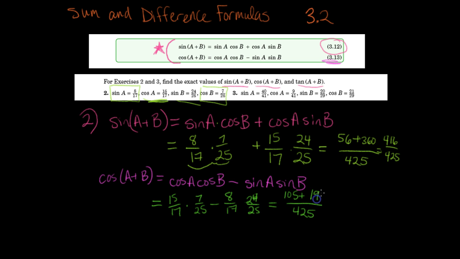The only thing, did you see what I made a mistake of? This is a subtraction here, right? So that is going to give me a negative value. It should be negative 87 over 425.